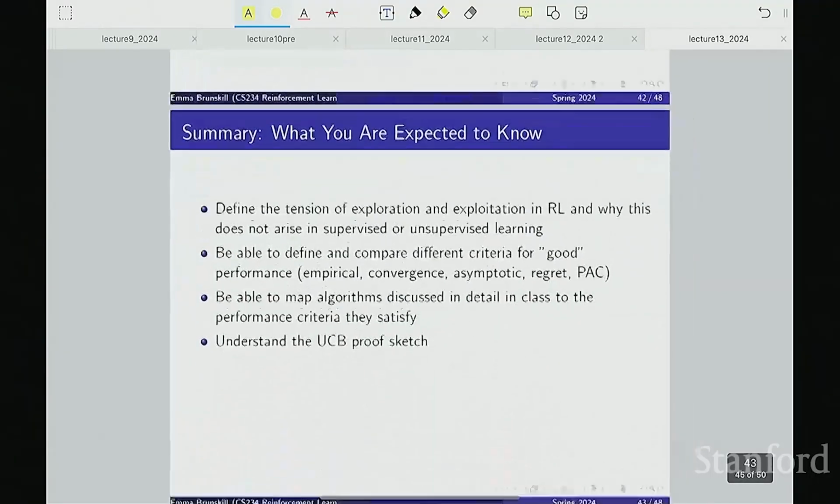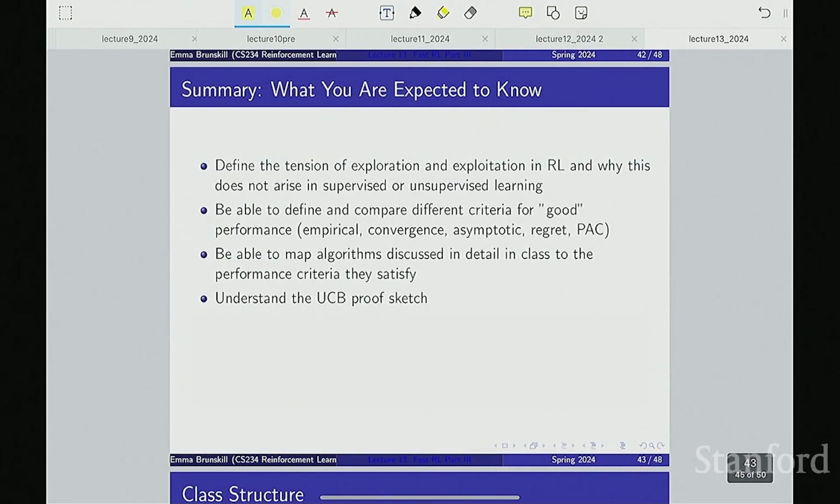All right, so just to conclude, we're wrapping up our notion of data efficient reinforcement learning today. You should understand this tension between exploration and exploitation in reinforcement learning. I haven't used these words a lot, they're not great words, but exploration meaning you're taking time to learn about the domain, exploitation meaning that you're leveraging that information to make good decisions in the context of reinforcement learning.